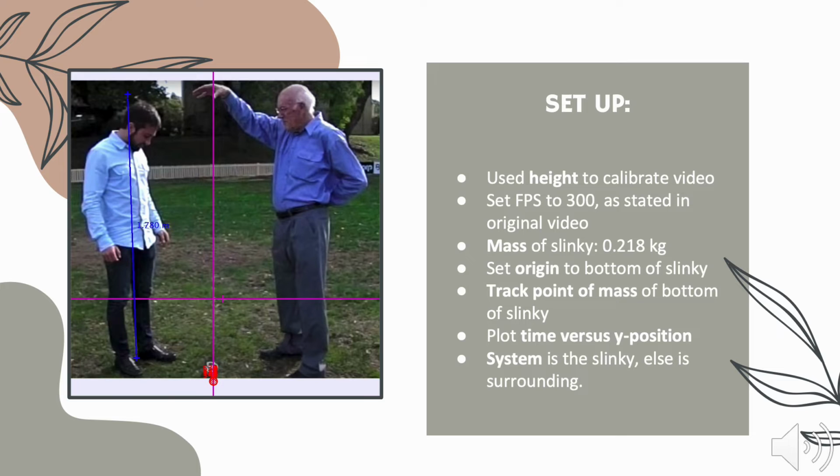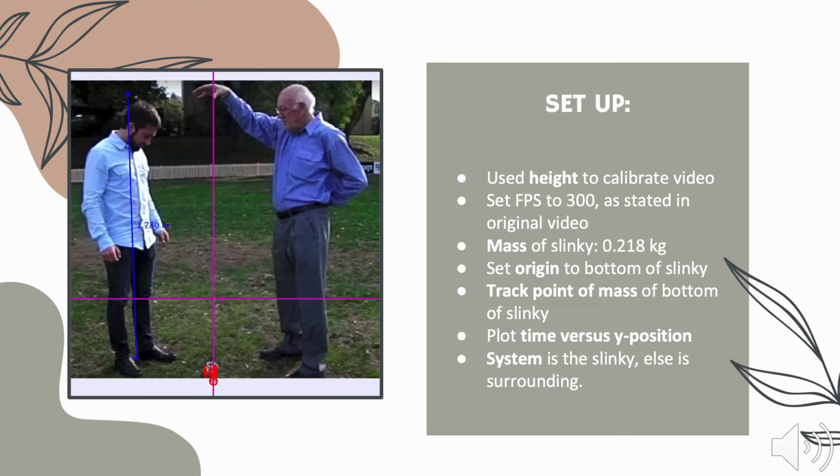To set up the experimental model, I used the height of one of the people to calibrate the video. Then, I set the FPS to 300, which was stated in the original video. I also set the origin to be the bottom of the slinky, and the slinky's mass was 0.218 kilograms. We tracked the point of mass as the bottom of the slinky and saw how it moved as time versus the y position, and then we plotted that.